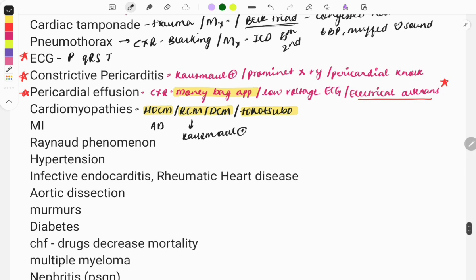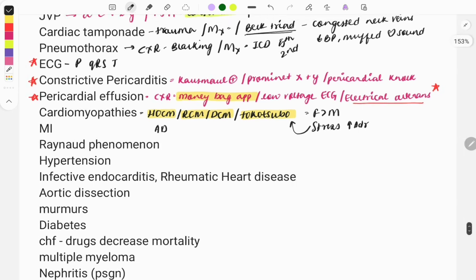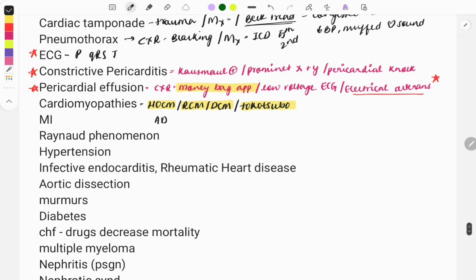Then another type of cardiomyopathy, the dilated cardiomyopathy, seen most commonly in alcoholics. The feature of this is that the ventricle will dilate, leading to heart failure. And another kind of cardiomyopathy is Takotsubo. This is most commonly seen in females, and it mostly occurs due to stress. When there is stress, there is an increase in adrenaline, causing Takotsubo. So these were certain cardiomyopathies which you need to know, and also you need to know the management of these.